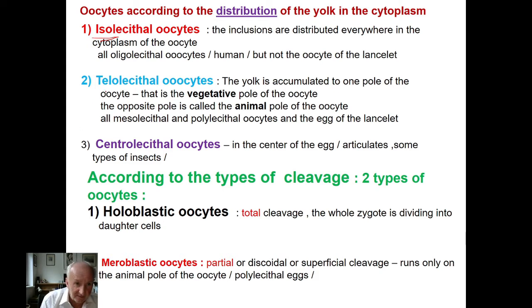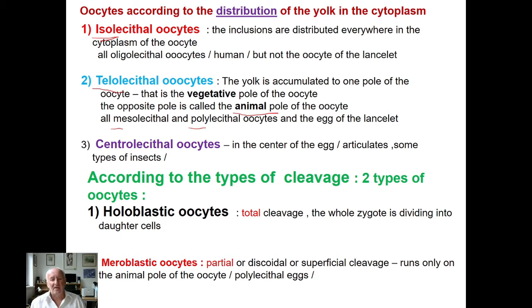Telo means on one side, on one pole. So this is logically polylecithal, meso and poly. Those big oocytes on one pole have an accumulation of the yolk. This is the vegetative pole of the oocyte. And on the opposite pole, which we call the animal pole, the cleavage will be running. Here will be running mitotic divisions of the cells. But the nutrition those cells are getting for some time from the vegetative pole.